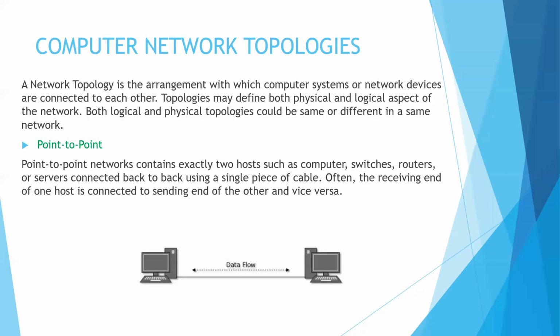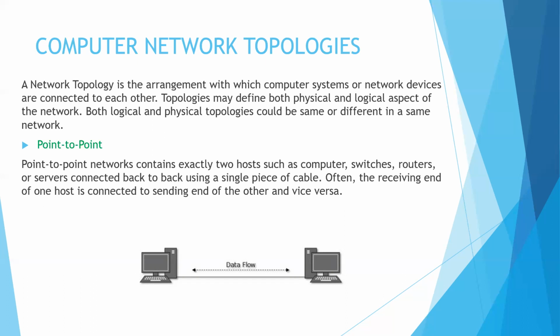Computer network topologies. A network topology is the arrangement with which computer systems or network devices are connected to each other. Topologies may define both physical and logical aspect of the network. Both logical and physical topologies could be the same or different in the same network.